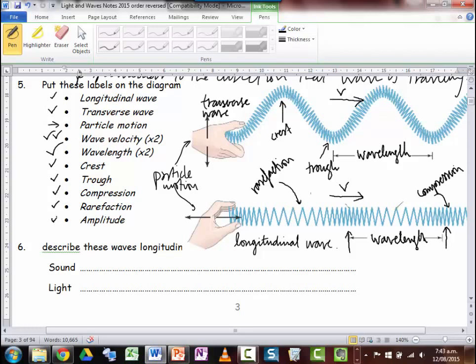And finally, we want to add the amplitude. The amplitude of a transverse wave, we can draw in a middle line here. Then the amplitude is the distance from that middle line to the crest, or the distance from that middle line to the bottom of a trough. So it's the furthest that the wave ever gets displaced. So these two arrows here, that one and that one, they represent the amplitude. Okay.